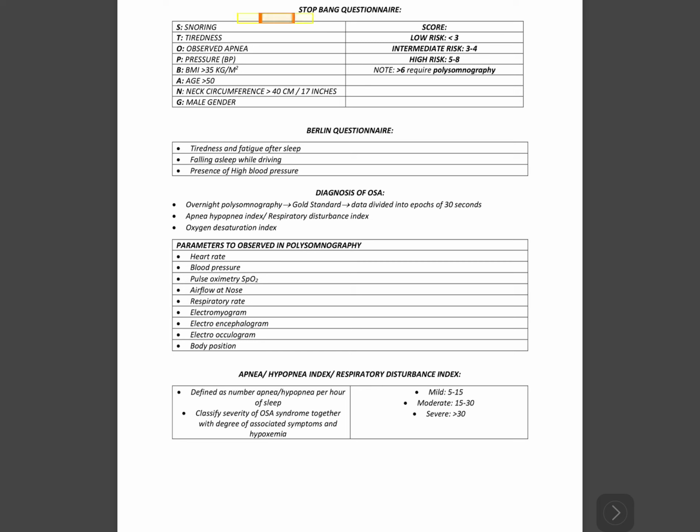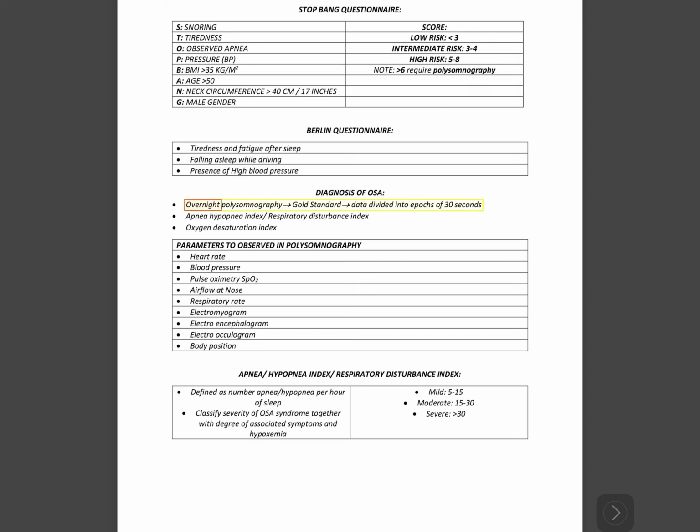STOP-BANG questionnaire. S: Snoring. T: Tiredness. O: Observed apnea. P: Pressure, BP. B: BMI more than 35 kg per square meter. A: Age more than 50. N: Neck circumference more than 40 cm, 17 inches. G: Male gender. Score 0 to 2 is low risk, 3 to 4 intermediate risk, 5 to 8 high risk. A score of 6 or more requires polysomnography. Berlin Questionnaire: tiredness and fatigue after sleep, falling asleep while driving, presence of high blood pressure.